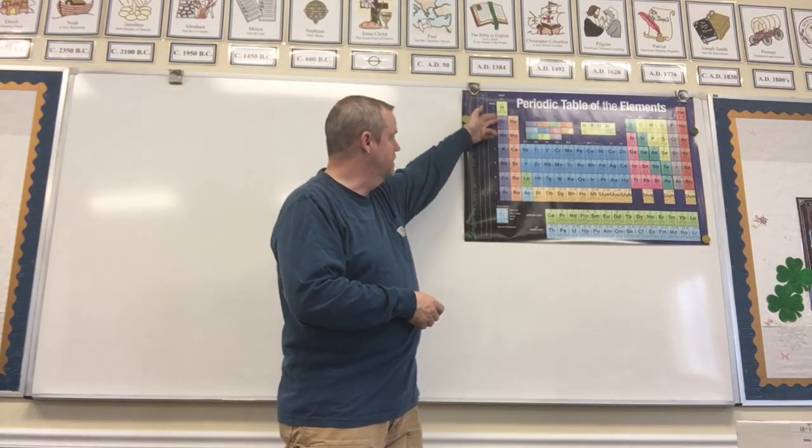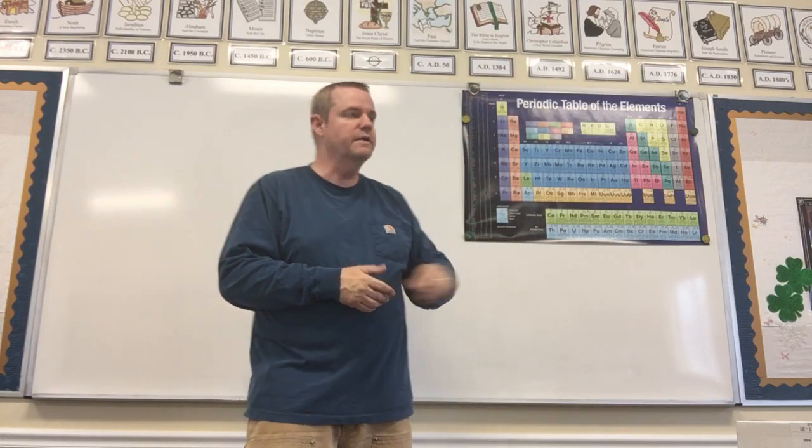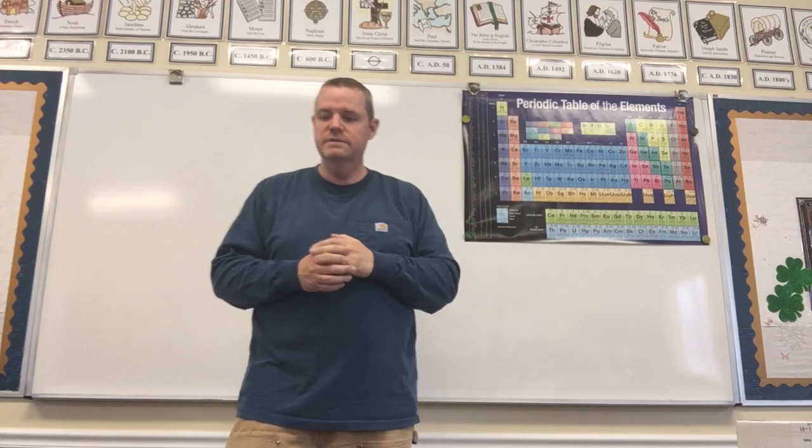Alkali metals, which are these first ones here. And the most abundant of the alkali metals that are on Earth are sodium and potassium. They're fairly abundant.